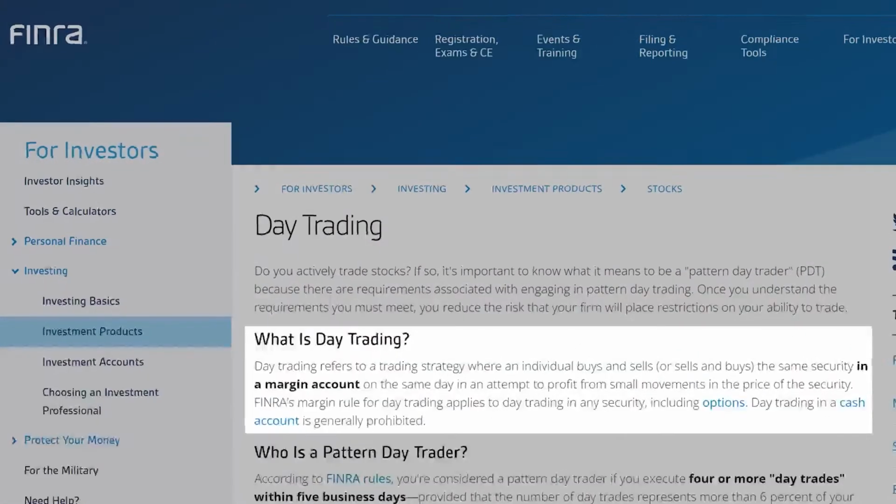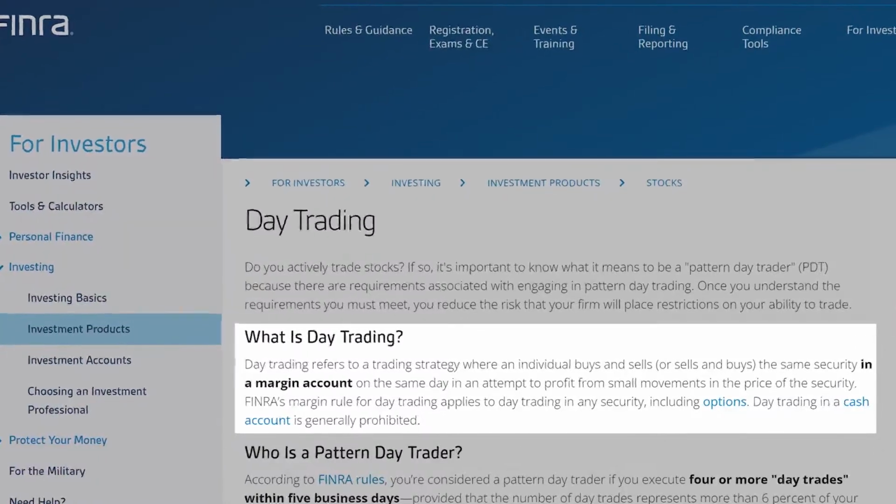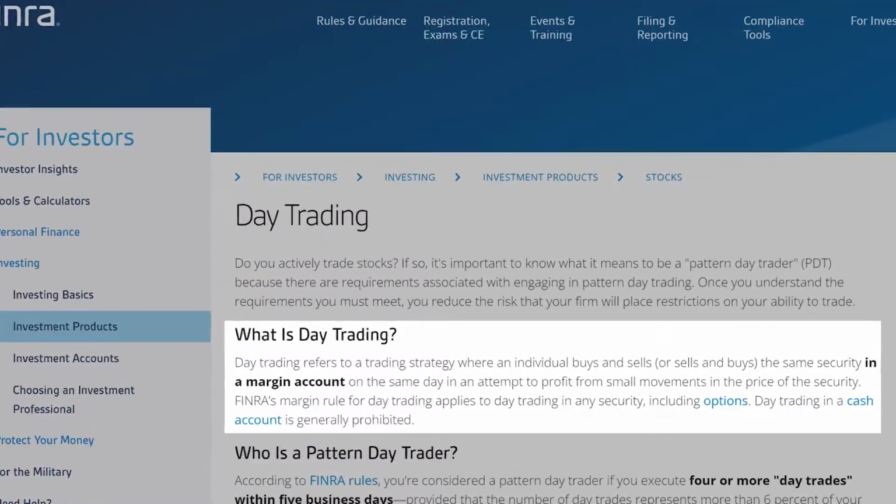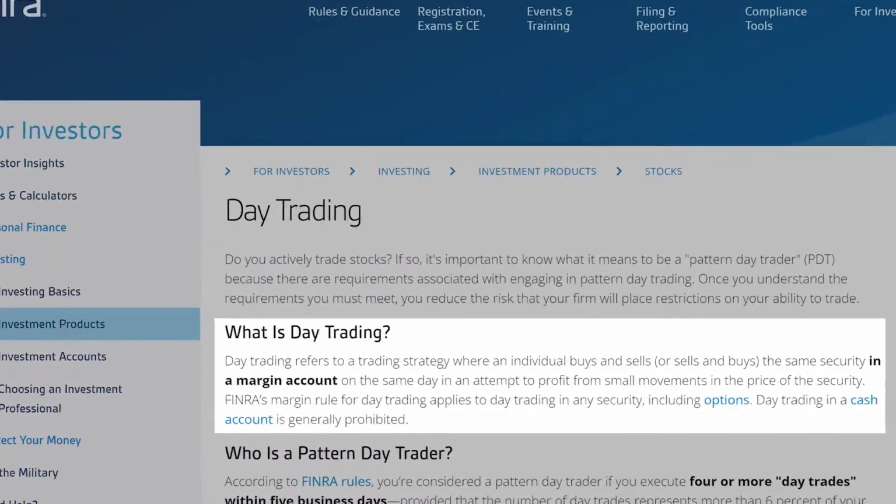FINRA rules define a day trade as the buying and selling, or the selling and buying of the same security on the same day in a margin account. This definition includes any security, including options. Exceptions to this rule include a long security or option position held overnight and sold the next day prior to any new purchase of the same security, and a short security or option position held overnight and purchased the next day prior to any new sale of the same security.